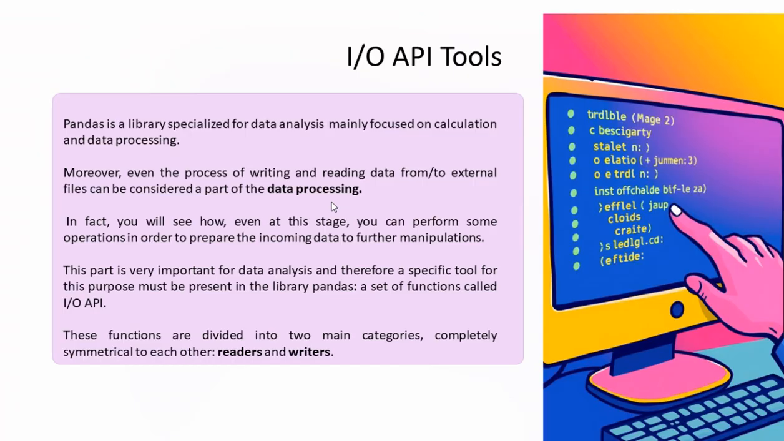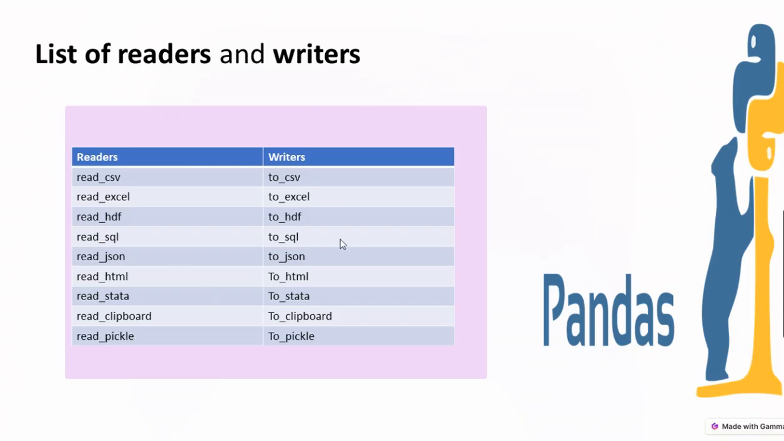This set of functionalities provided by the pandas library for reading and writing data from or to external files, we call input-output APIs. These functionalities we can categorize into two categories: readers and writers. Readers are for reading the data from the external file, and writers are for writing the data into the file. You can see that these two kinds of functions are very symmetrical to each other. These are the functions that we will be seeing in the further sessions.